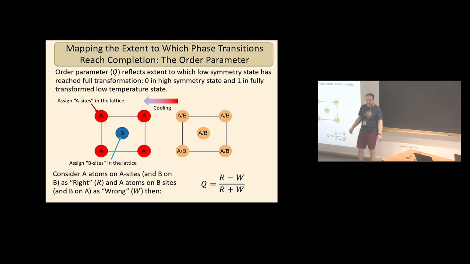Okay, so it works. Now, my point is this. This is not the order parameter. This is an order parameter that one could use to reflect the extent to which ordering has developed from the completely fully disordered state to the fully ordered state. And it works because it's 0 in the high temperature, high symmetry phase, it's 1 in the low temperature, low symmetry phase, and it'll be somewhere in between for a partially ordered version.